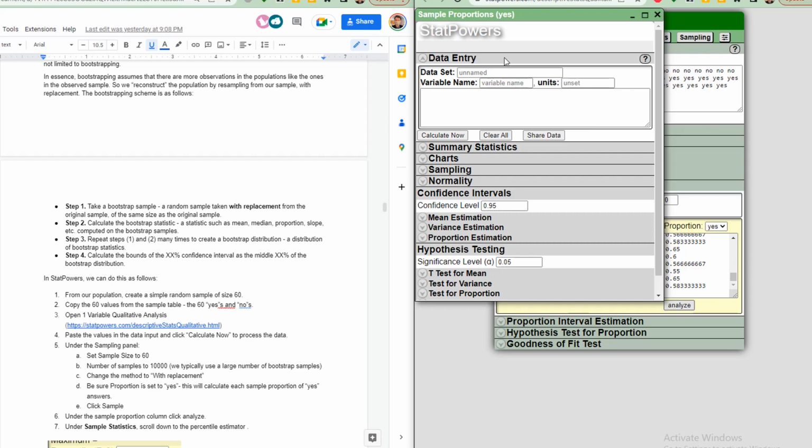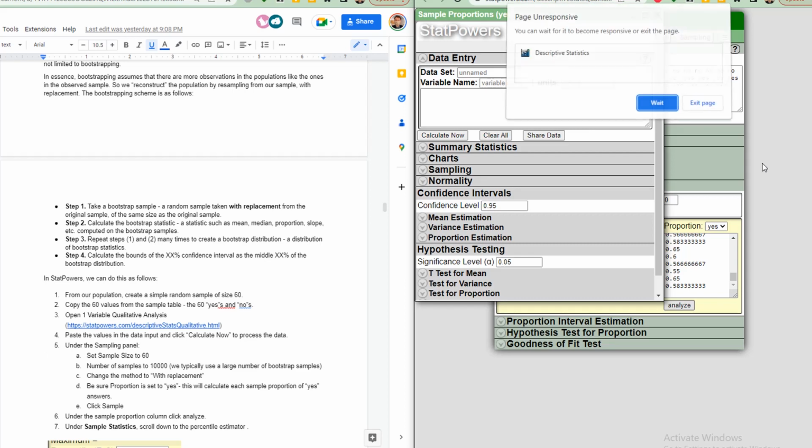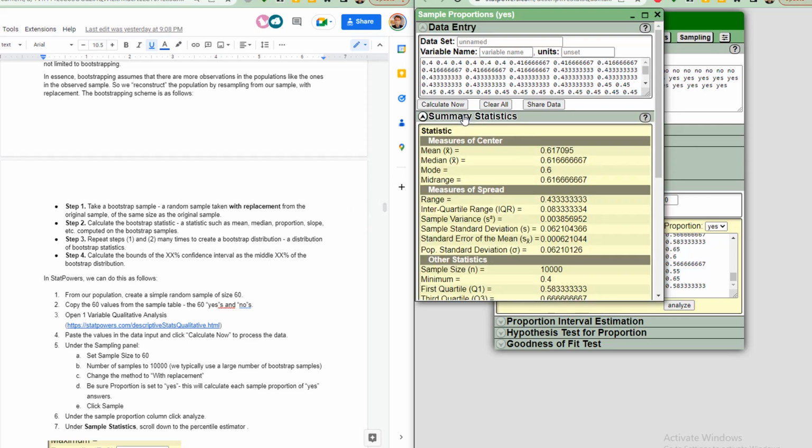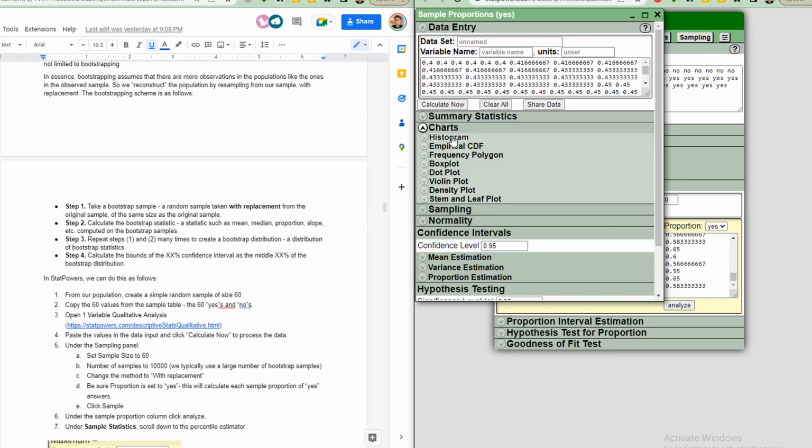And I know the reason it's taking a long time is because of the median test, and I can fix that. All right. So we're going to look at the sample summary statistics. Actually, let's look at the histogram.